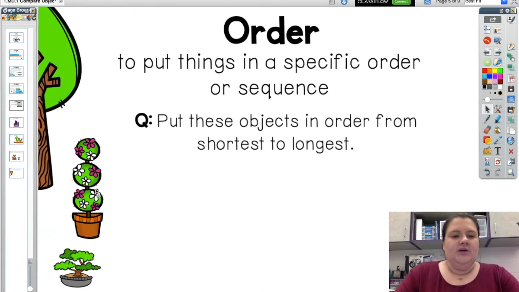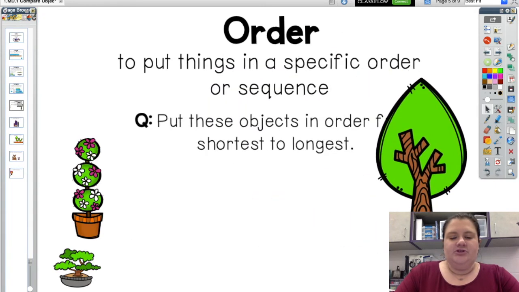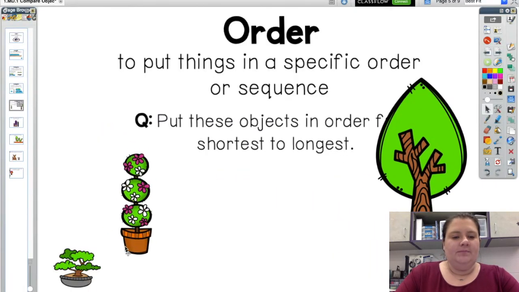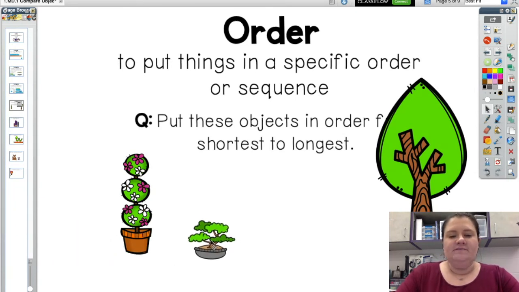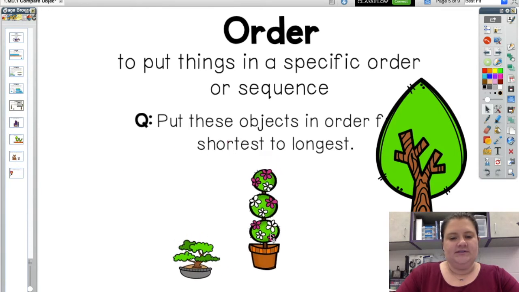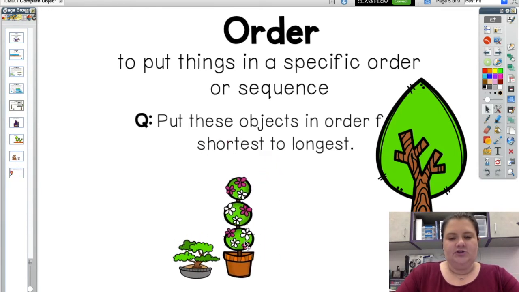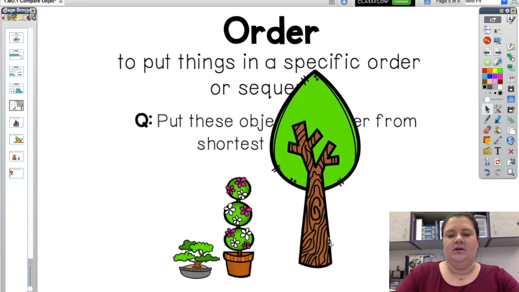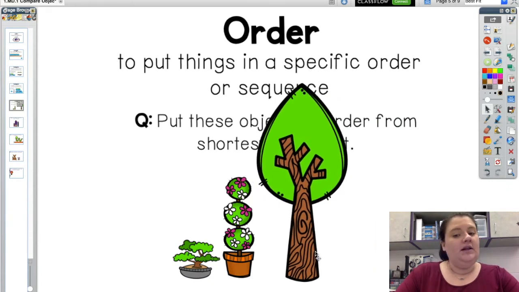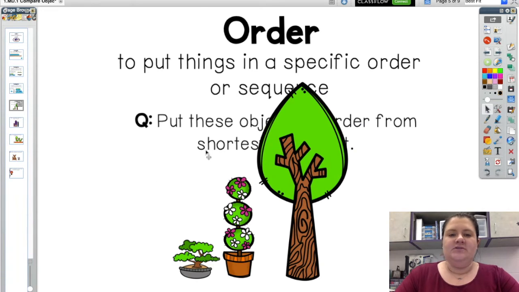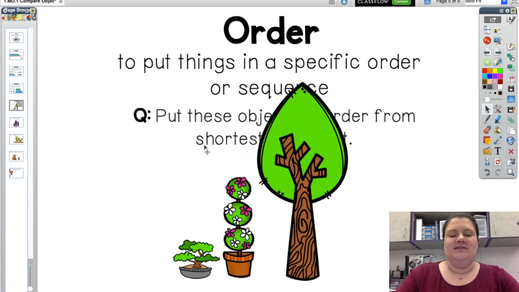So let me drag out all my objects. I have a tree, looks like I have a little bush, and I have a little bonsai tree. Well, if I'm putting it in line from shortest to longest, this is going to go first, because that's the shortest. This little shrub's going to go right here because that's the middle. And then this is the tallest tree that I've seen on this picture. So there we go. Are my objects in order from shortest to longest? Yes, they are. So I got that person correct.